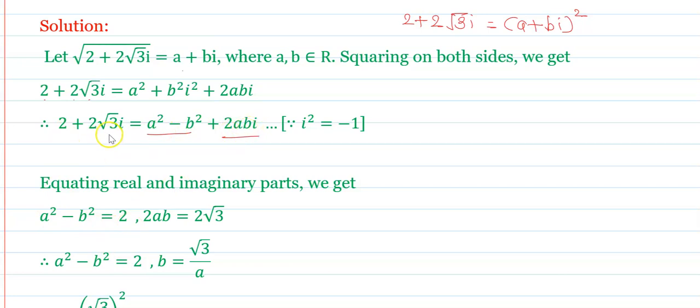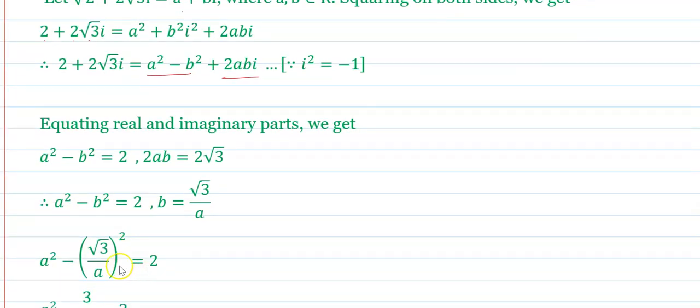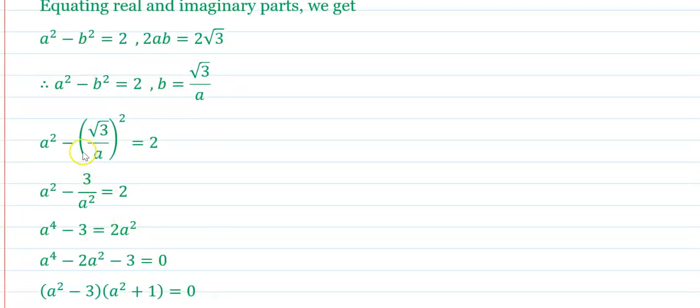2ab i is equal to 2 root 3 i. Therefore the 2s get cancelled on both sides and hence 2ab = 2 root 3, so the value of b is root 3 upon a. Now we will substitute the value of b in the expression a square minus b square is equal to 2, and therefore a square minus (root 3 upon a) whole square is equal to 2, and then we will simplify.